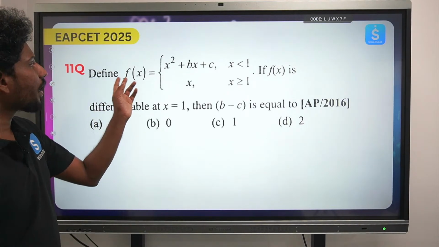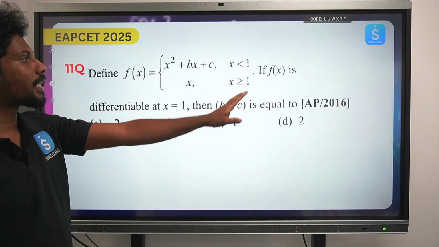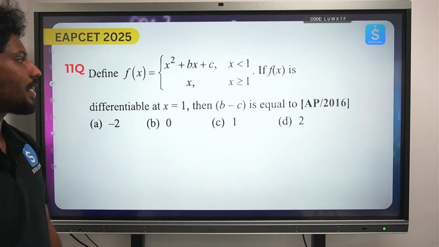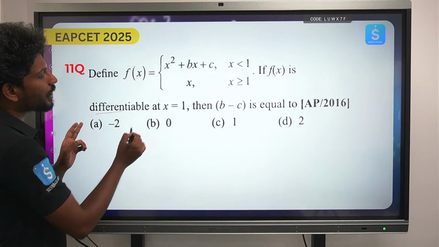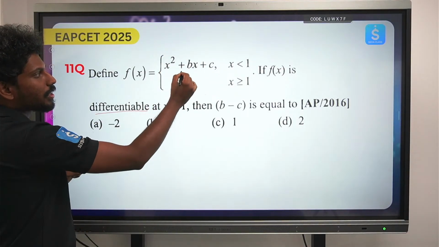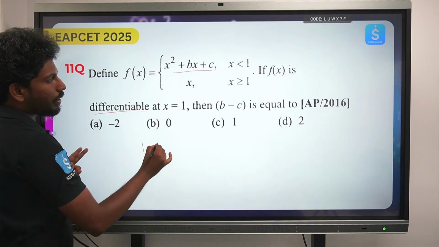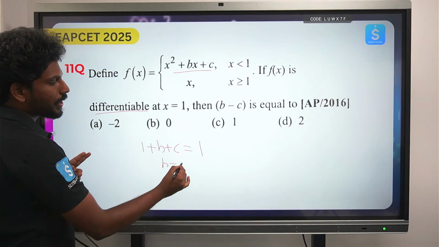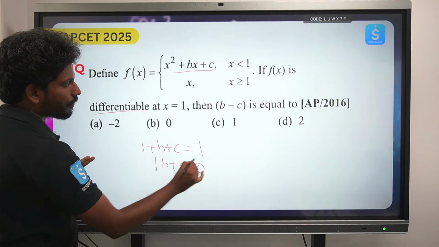Next, define f(x) = x² + bx + c. If f(x) is differentiable at x = 1, then b − c equals what? So he is saying the function is already differentiable. That means we are eligible to say it is even continuous. So just substitute the value: 1 + b + c = 1, so b + c = 0. That is the first condition.